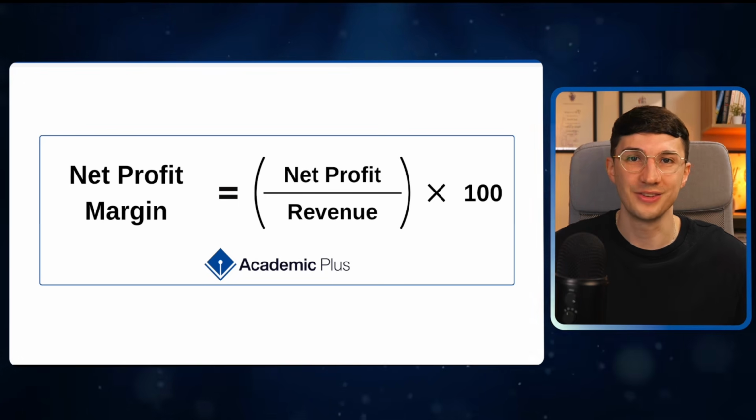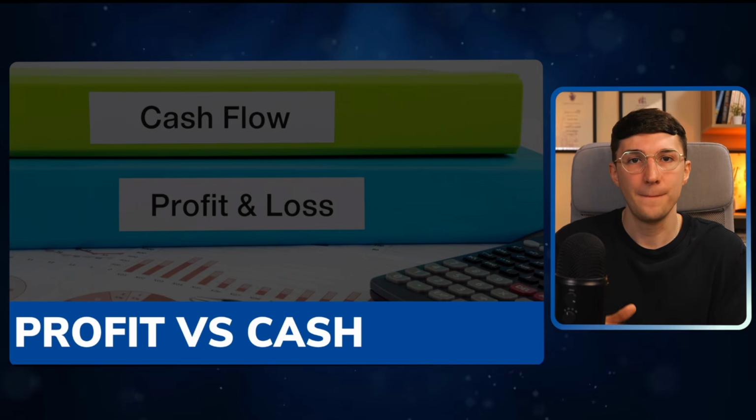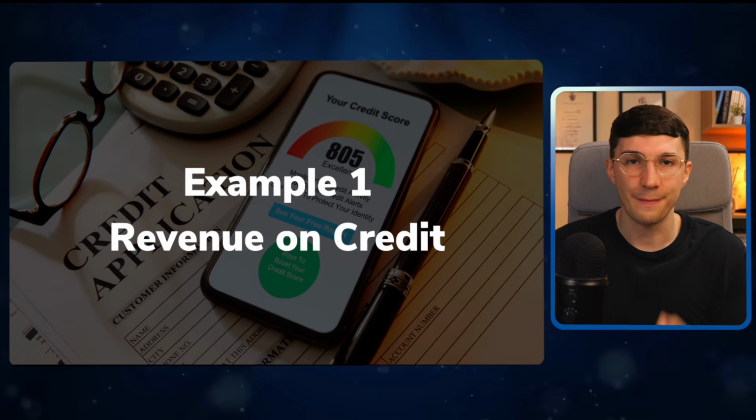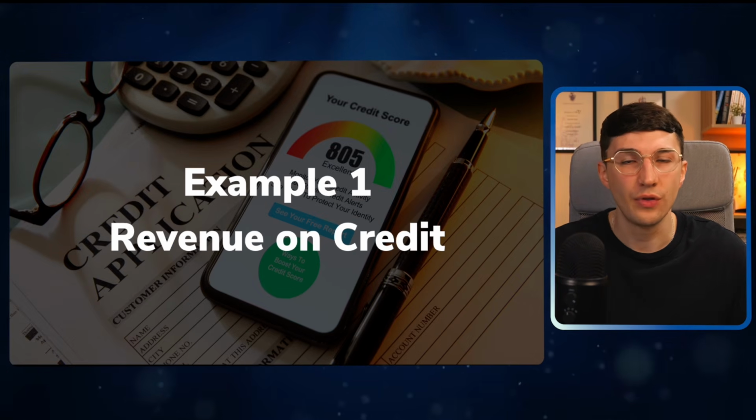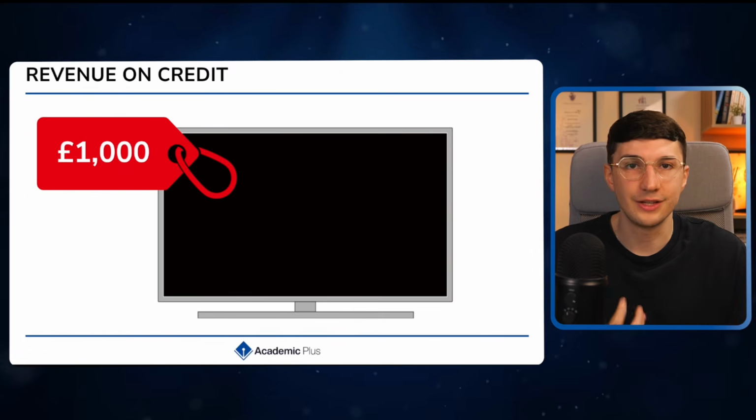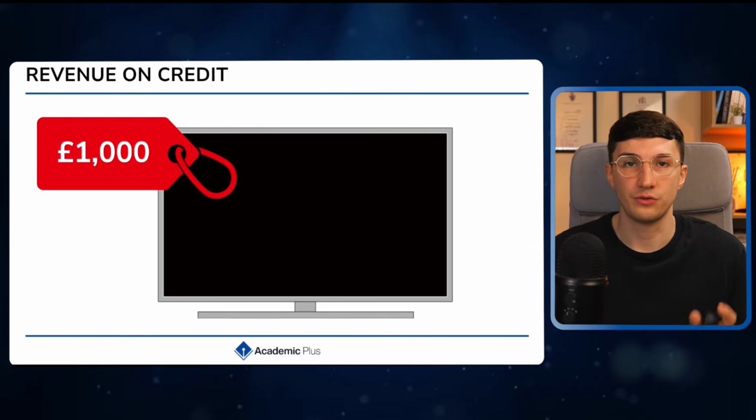The next topic we're going to look at in this revision video is one that students typically struggle with, which is identifying the difference between profit and cash. There are 4 different examples I have for you. The first example is revenue on credit. Let's say in my business, I'm producing TVs and I sell each TV to a customer for £1,000.